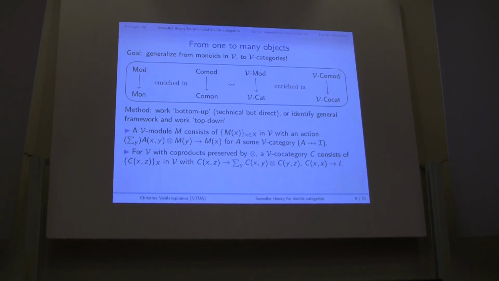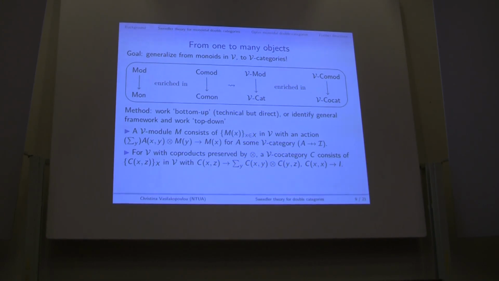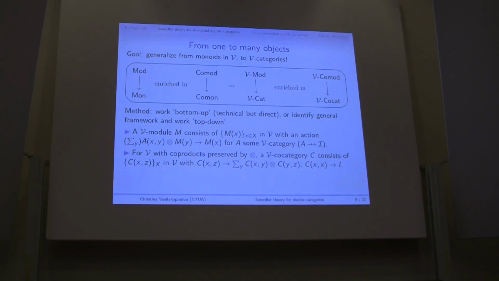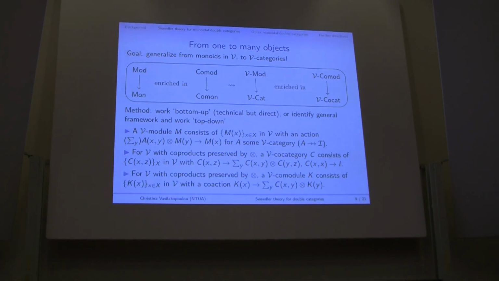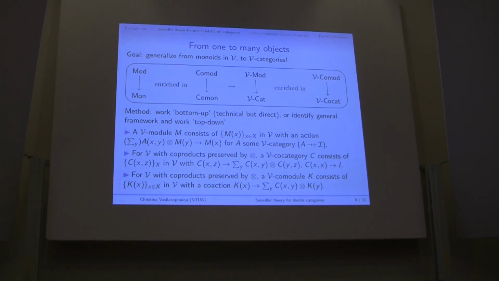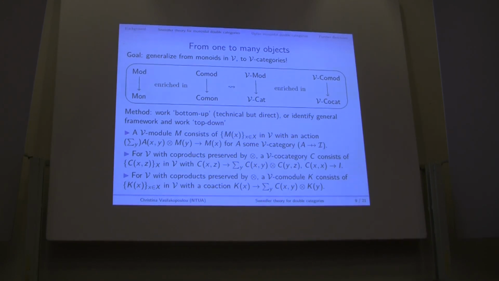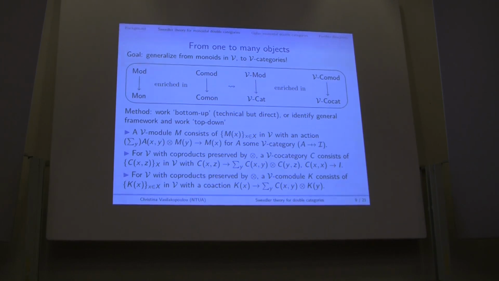So one way of dualizing this, looking at this picture, is switching every arrow and saying that the Vico category, in the presence of co-products preserved by the tensor, is a set of objects in V equipped with a co-composition, dual thing to composition for V categories. And dually, a Vico module for a Vico category is the same as a V module, everything switched around using the sum.